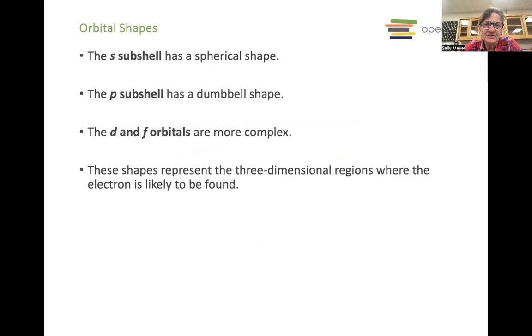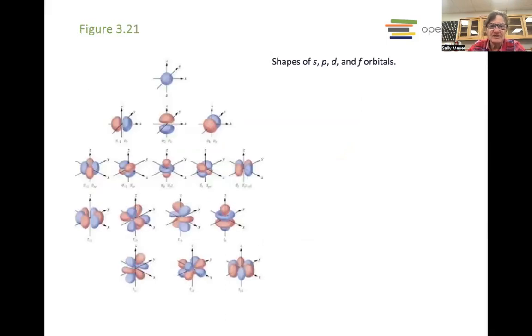So the orbital shapes, we'll see these models in class. S is a sphere, P is a dumbbell, D and F are more complex. And these shapes represent the three-dimensional regions where the electron is likely to be found. So here are the pictures. We'll have physical models. At the very top, that blue ball is an s orbital. It's spherical. And then the next row where you have 3 of them, they're dumbbells. So these are p orbitals.